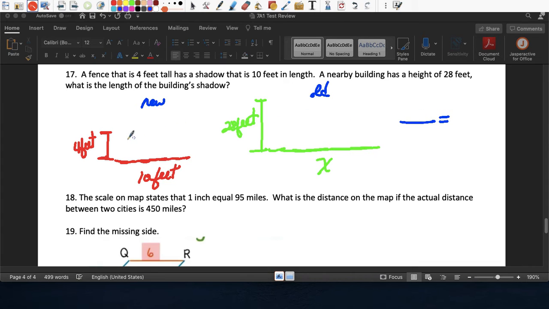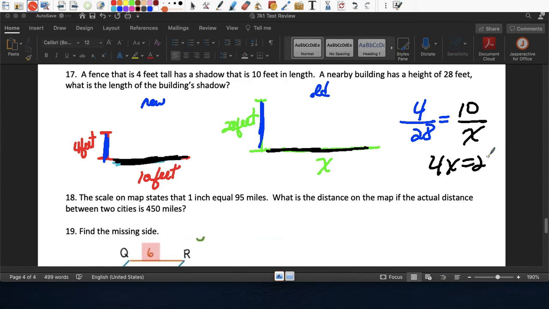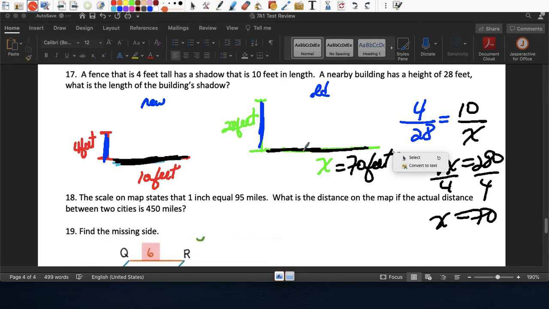So, again, let's set up new and old. In the new, this height over here, the 4, corresponds with this 28 feet. Right? And then this shadow of the fence, which is 10 feet, matches up with the shadow of the building, which is the unknown, which is x. Cross multiply, divide by 4 on both sides, and x, the length of the shadow, is 70 feet.